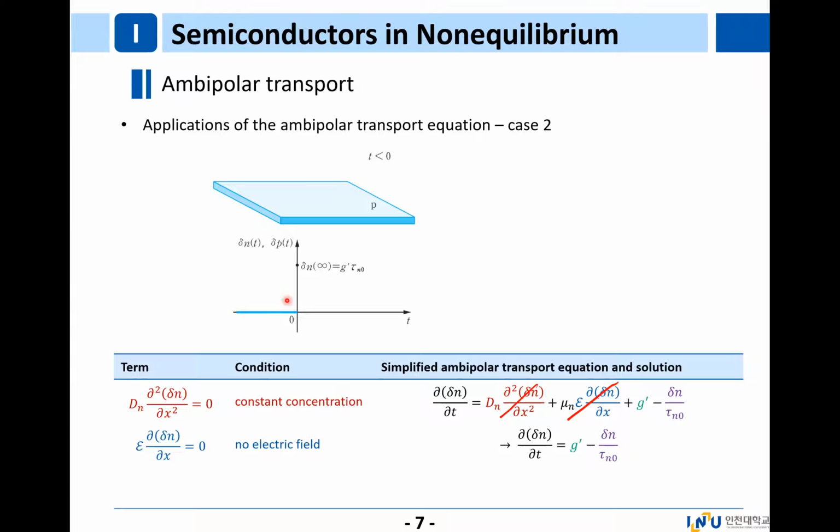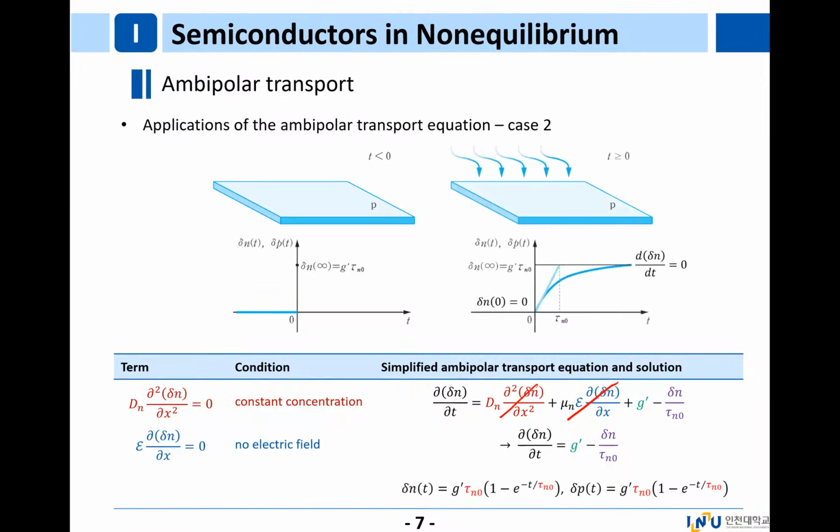Here, at t equals 0, there are no excess carriers, and as time goes to infinity, it reaches a steady state. Therefore, if we graph the solution to this equation, it will look like the following graph. So starting from delta n equal to 0, right?